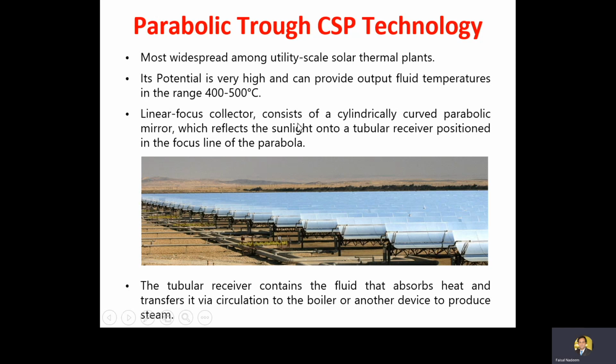So these linear focus collectors consist of cylindrically curved parabolic mirrors which reflect the sunlight onto a tubular receiver. These are the tubular receivers positioned in the focus line of the parabola. These tubular receivers contain the fluid that absorbs heat and transfers it via circulation to the boiler or another device to produce steam.